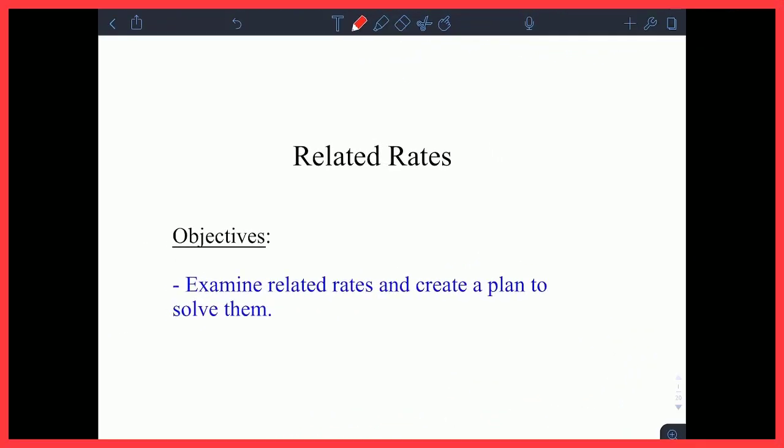Related rates is the subject this time. The objective of this video is to examine related rates and create a plan to solve them. So this will just be the introduction video. We're going to do some examples in the next video, but the goal here is to examine related rates.